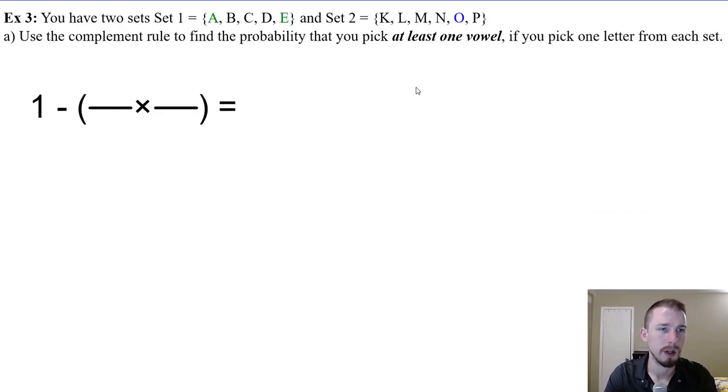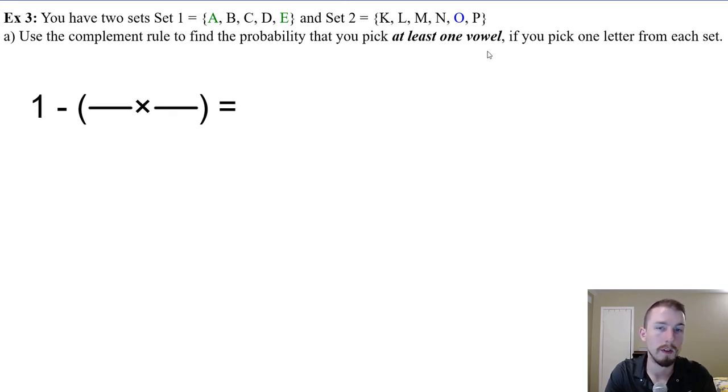All right, example 3. You have two sets. Set number 1 has these 5 letters, and set 2 has these 6 letters. Use the complement rule to find the probability you pick at least one vowel if you pick one letter from each set. Now, there's different combinations we could get. We could get A, or we could get E from the first one, or we could get O from the second one, or a combination of both, because they just ask for at least one vowel. So anytime you see at least one, we should always use the complement. It's going to be much simpler.